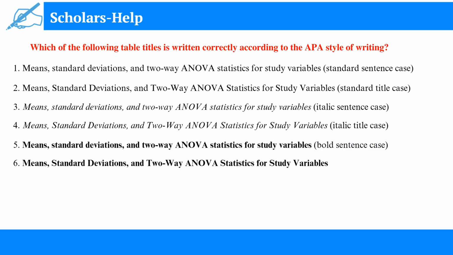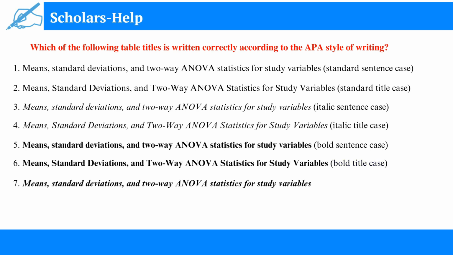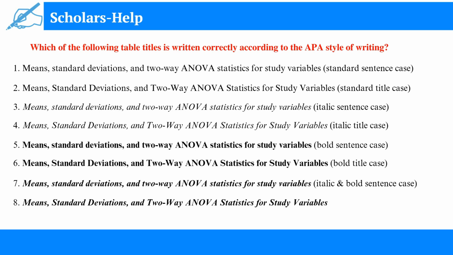In the sixth option, the same table title is written in the bold title case. In the seventh option, the same table title is written in the italic and bold sentence case. And last, in the eighth option, the same table title is written in the italic and bold title case. Now just pause and think as to which is the correct format of writing a table title in the APA style of writing.